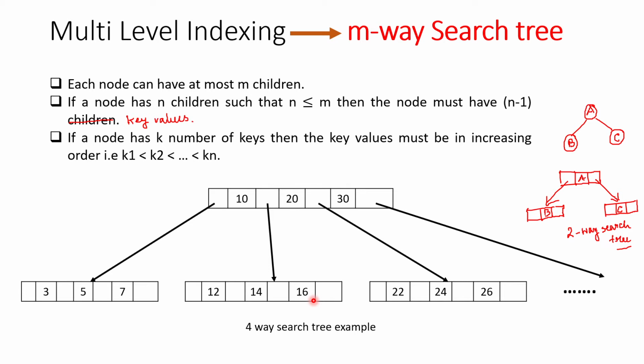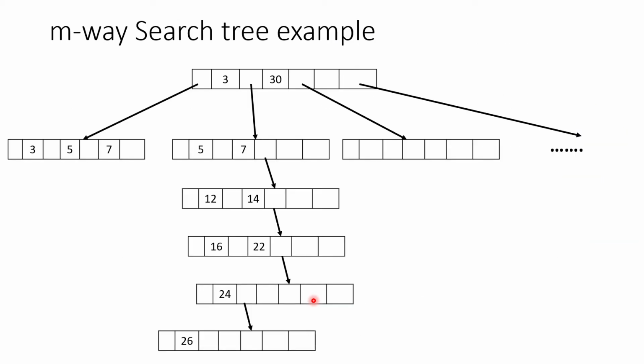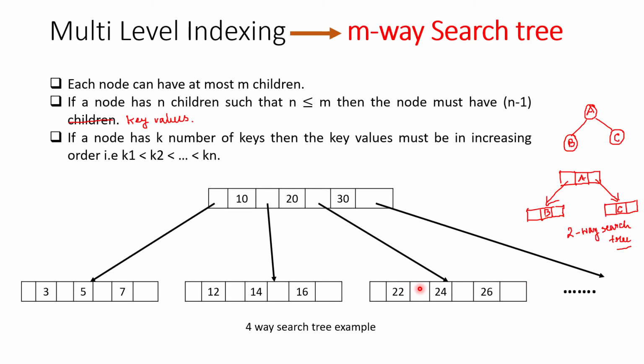Now, still there are a lot of flaws. Flaws in the sense that an M-way search tree can be something like this also. You see, with the same amount of data, if you just put them in increasing order, you will find 3, 5, 7, 10, 12, 14, 16, 20, then 22, 24, 26, 30, and many more maybe. Because of the space I have not written them.